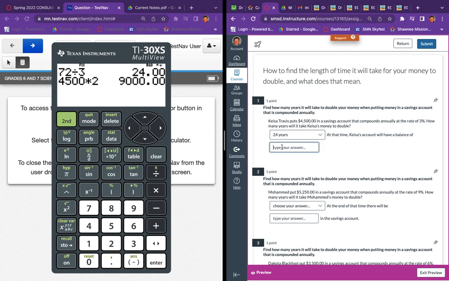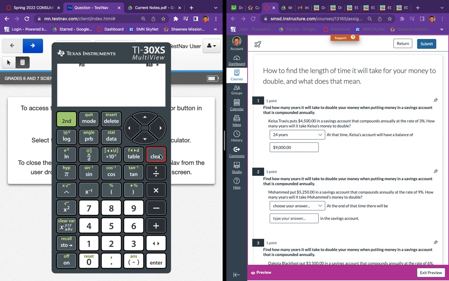So the answer to this question is $9,000. Remember, you have to have the dollar sign, you have to have the comma between the 9 and the hundreds, you have to have the decimal point between the dollars and the cents, and you have to have the 00 for cents. So it has to be typed in exactly like that, $9,000.00. And it took 24 years. Again, we take 72 divided by the percent number, and then the amount of money times 2.